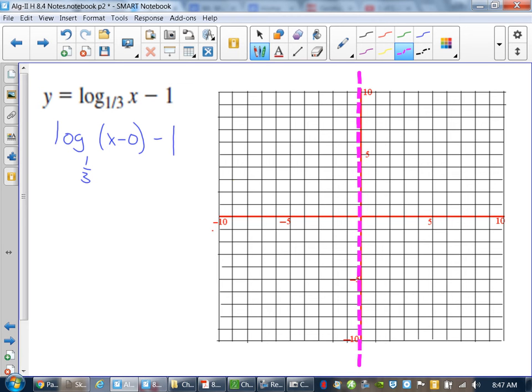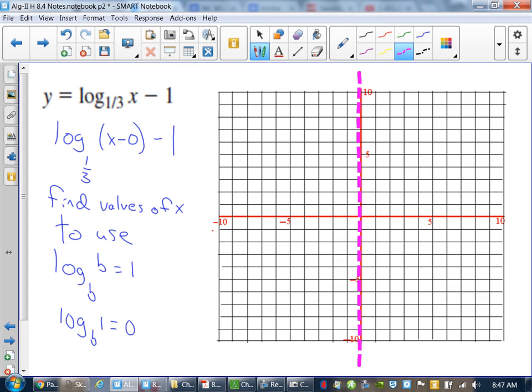Our base is between 0 and 1, which means it's moving downward towards the right. But I need to come up with 2 points to figure that out. So what I need to do is figure out values of x to utilize those 2 properties.